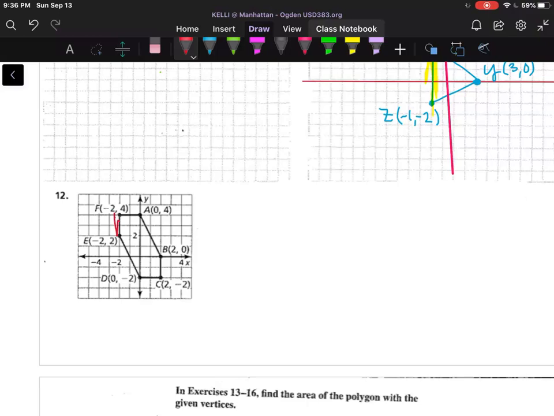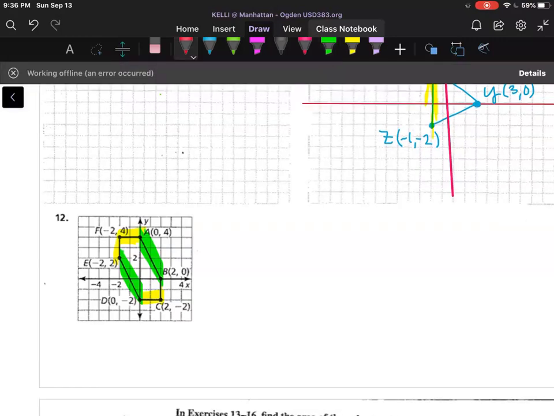I can count here. I can count this one. I can count here. I can count here. The two that I can't count are from E to D and from A to B. You're going to have to go in and actually use the distance formula for those.